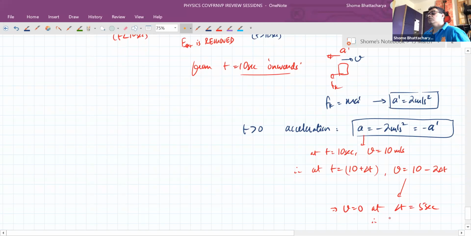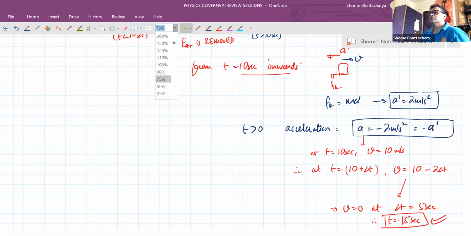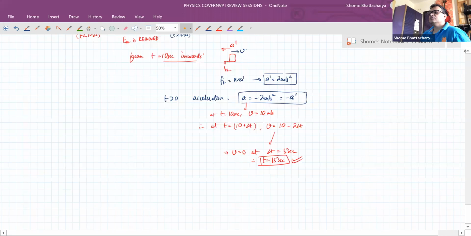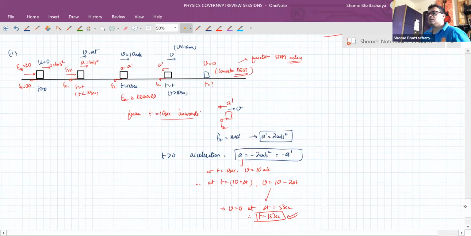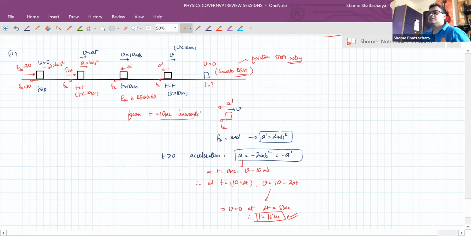So the total time will be 15 seconds. So at 15 seconds, the block will come to rest. So this is a question which combines your concepts of kinematics along with your concept of kinetic and static friction.